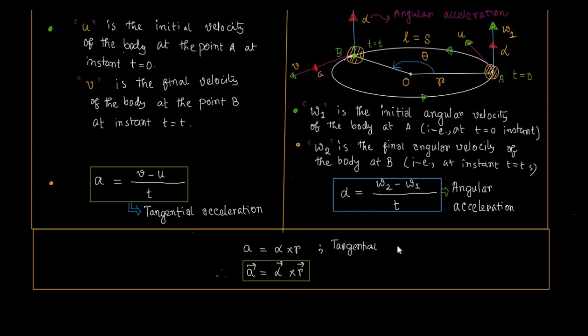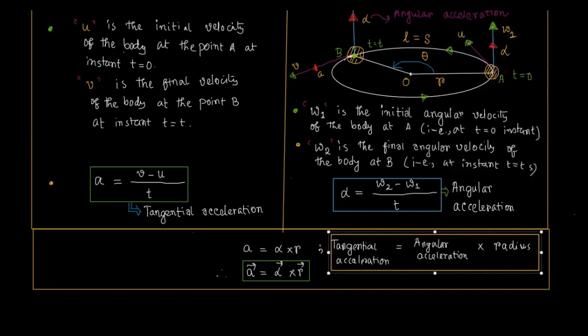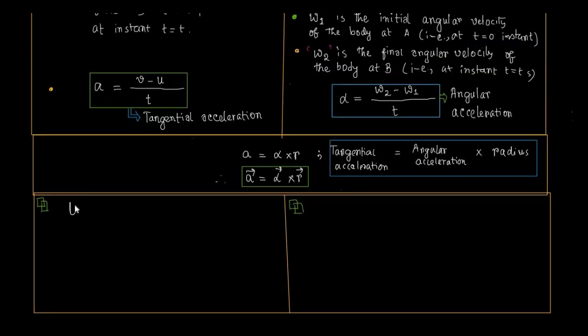Therefore we can say that tangential acceleration is equal to angular acceleration into radius of the circular orbit.